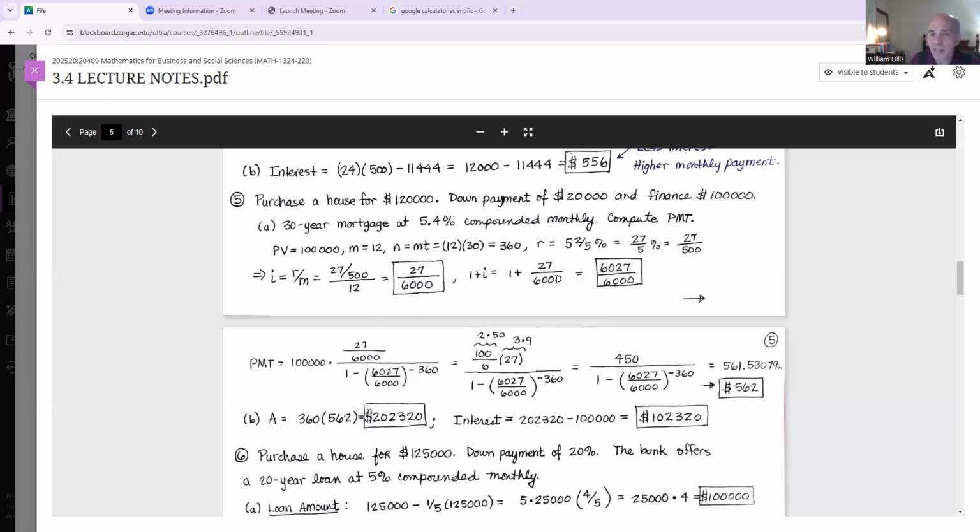And then 1 plus i, again, we have a common denominator of 6,000. 6,000 plus 27 is 6,027 divided by 6,000. That gives us the 1 plus i expression.